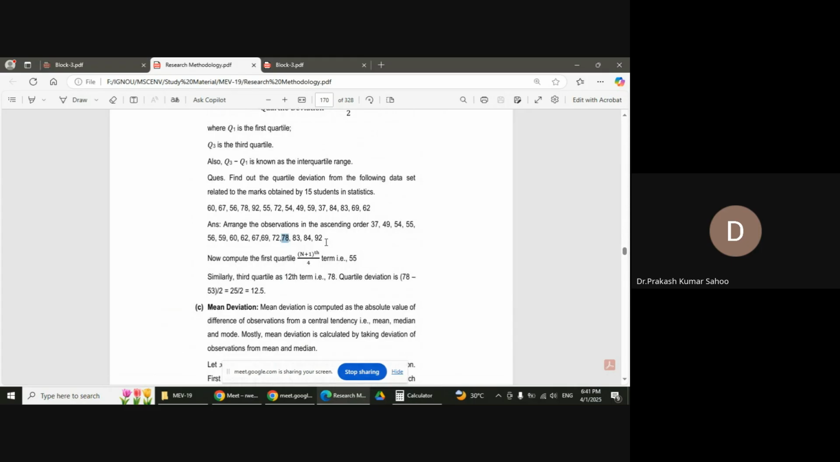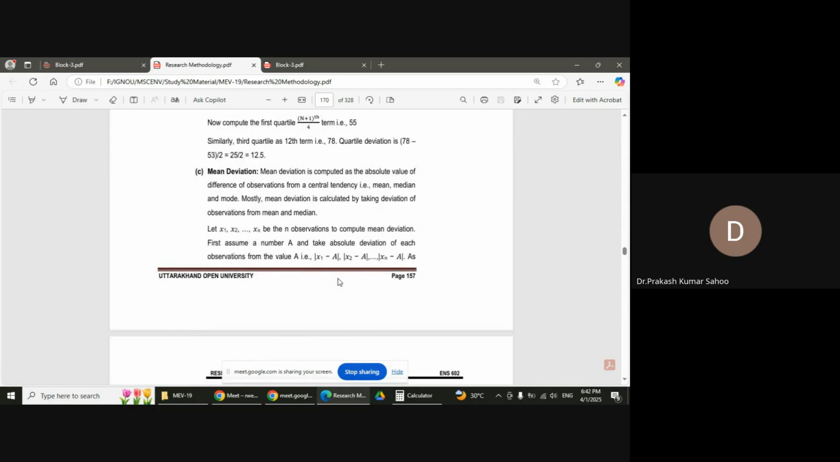If it is odd, it is (n plus 1) by 4. You just get which term is your first quartile. Just count 1, 2, 3, 4, and the third quartile will be your 12th term. The first is 4, the second one will be 8, the third one will be 12, the 12th term. So that will become 78. So (78 minus 55) divided by 2 becomes your quartile deviation.